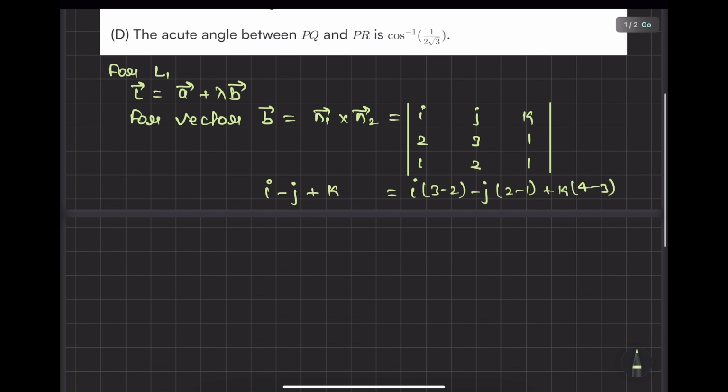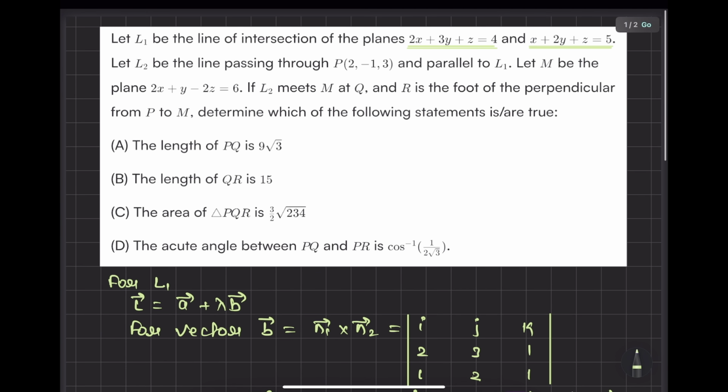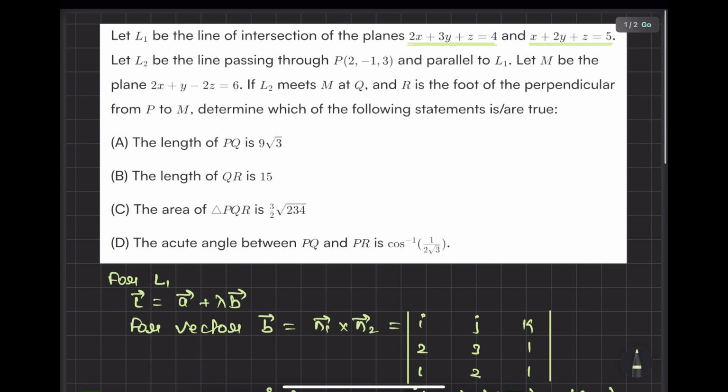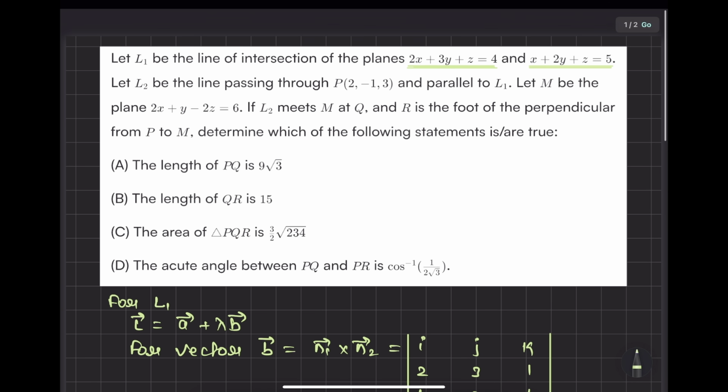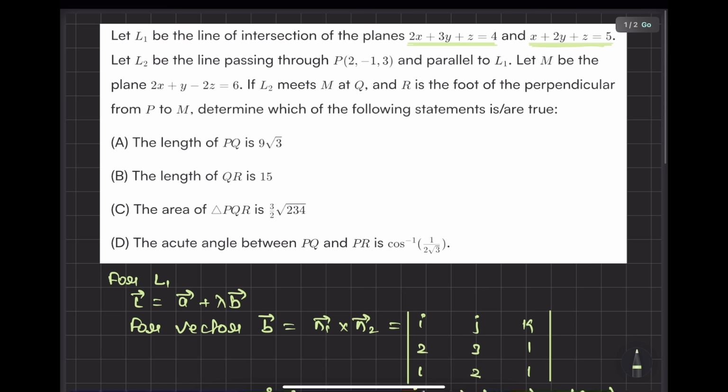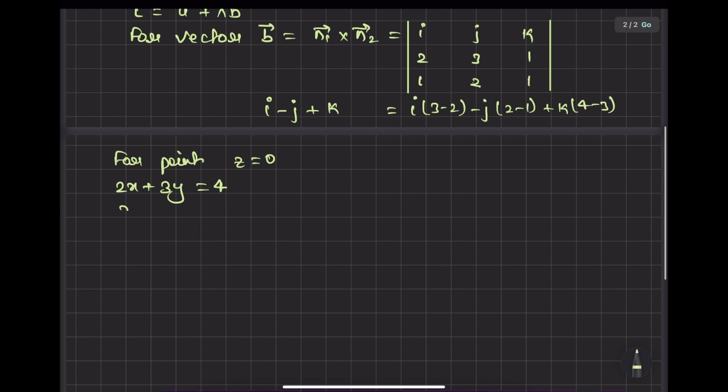Now you need a point. So for the point, do you remember that we used to put z equal to 0? We put z equals 0. So the moment z is 0, this thing will be converted into two variables, 2x plus 3y equals 4. So it is 2x plus 3y equals 4. And this thing will be converted into x plus 2y equals 5. x plus 2y equals 5.